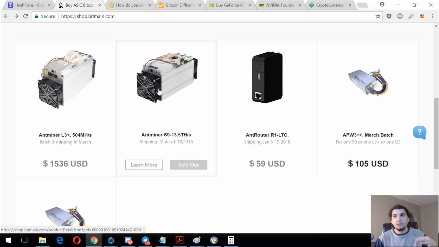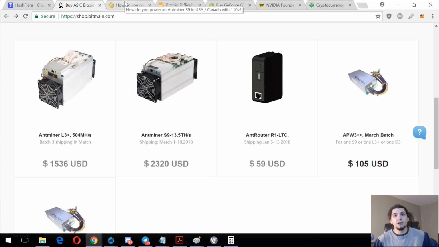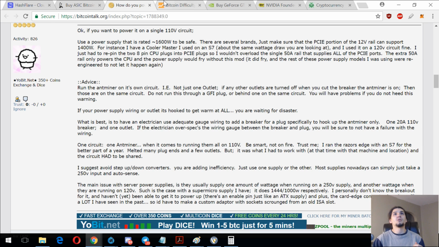Overspec, like generally you use 12 gauge wiring for a 20 amp circuit, so I'd probably use 10 gauge wiring. That way you can deliver a lot of power to that circuit, right? So anyway, enough about that.